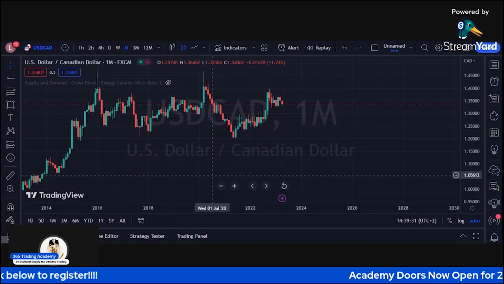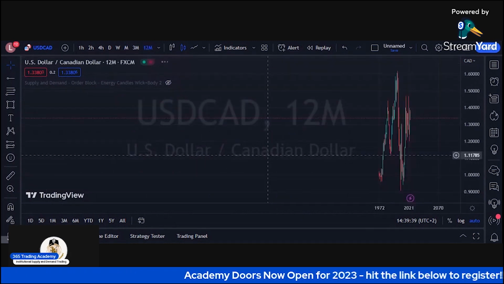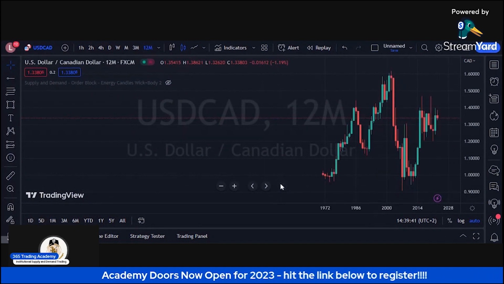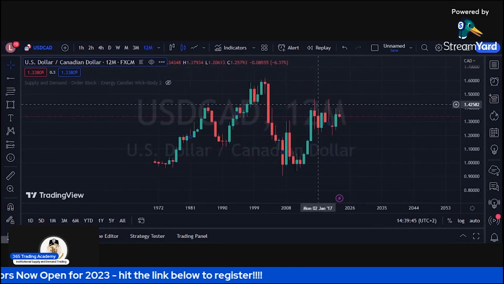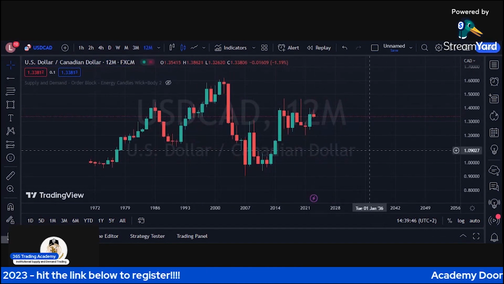So I'm going to go to the 12 months chart because we've been starting all these assets on the 1 year calendar chart. One candlestick here represents 1 year. And this is what USD CAD looks like. Just a couple of things.